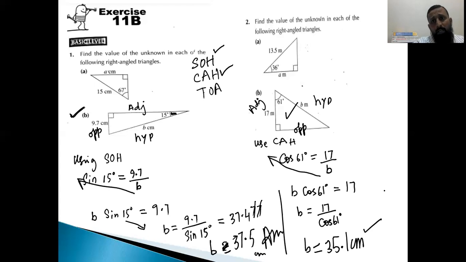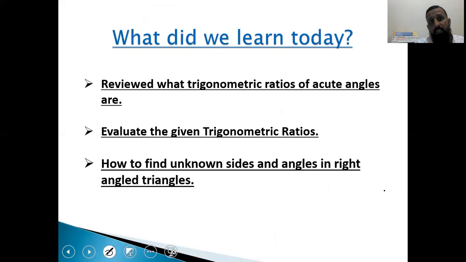Again, boys and girls, what are the keywords? The keywords are SOH, CAH, TOA. If you have a concept of SOH, CAH, TOA, you can find any unknowns in these right angle triangles. Hope you have enjoyed today's lesson. So boys and girls, what have we learned today? We reviewed what trigonometrical ratios of acute angles are. They are sine, cosine, and tangent, and we call them sin, cos, tan. These are trigonometrical ratios. We have learned how to evaluate these trigonometrical ratios by using our calculator, and we have also learned how to find unknown sides and angles in right angle triangles.